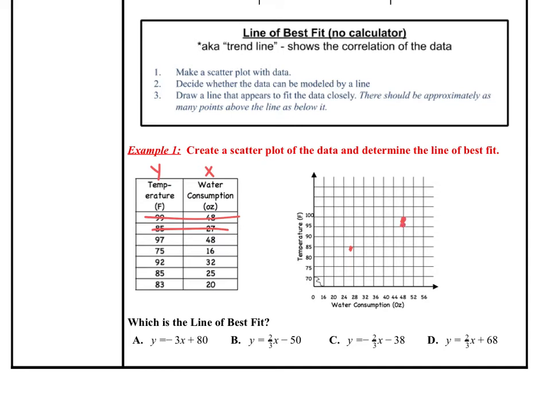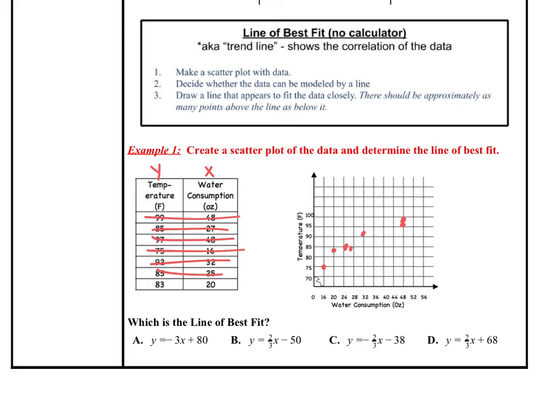So those points are really close together. At 16, it's at 75. So it'll be here, 16, 75. At 32, it's at 92. At 25, the temperature is, so 25 would be about here. It's at 85. And at 20, it's at 83. Okay, so that's about as good as I'm going to get it. And we're going to make a line of best fit through this data.